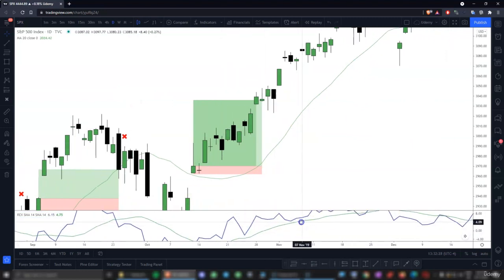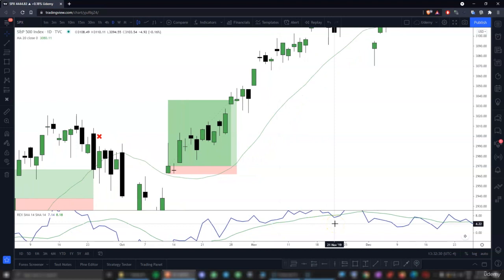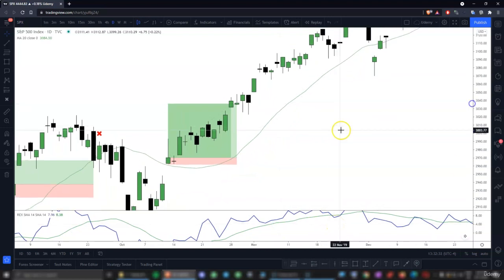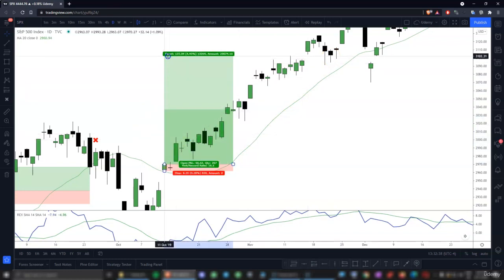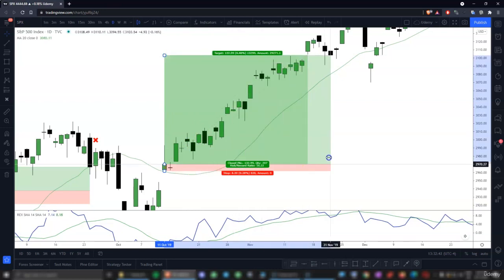Then the REX moves above, and in this day here, this is the day where we close the trade. And this is a very good trade. You have a 16R, so if you risk $100 for this trade, you are going to make $1,600. This is pretty good.